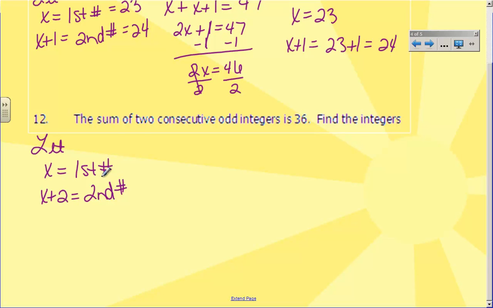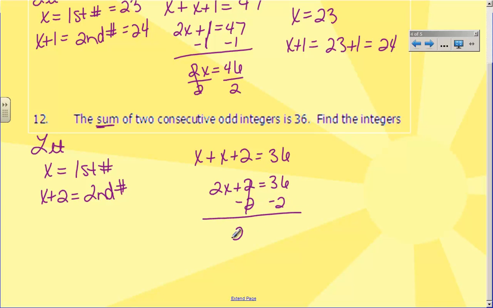So I'm going to find the two integers. This says sum, which means I get to add them up. So I have x plus x plus 2 equals 36. Well, that makes 2x plus 2 equals 36. And I'm going to subtract 2 from both sides, which gives me 2x equals 34. And when I divide by 2, I get that x equals 17.